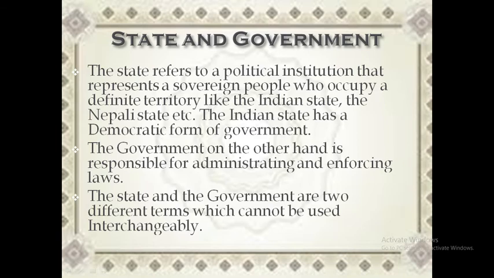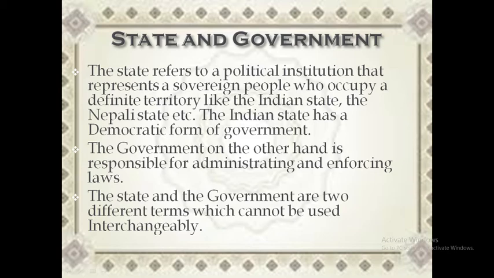Next topic is state and government. The state refers to a political institution that represents a sovereign people who occupy a definite territory, like the Indian state, the Nepali state, etc. The Indian state has a democratic form of government. Here, sovereign means supreme. Here, people are supreme.